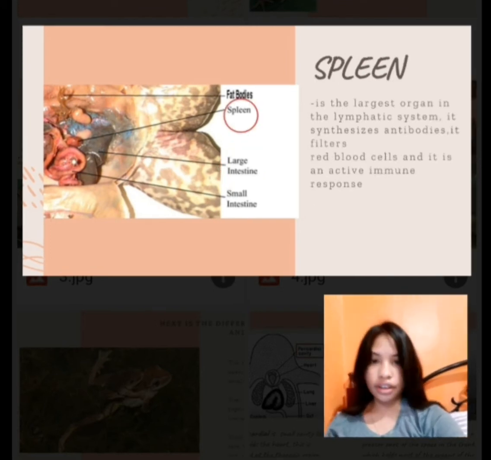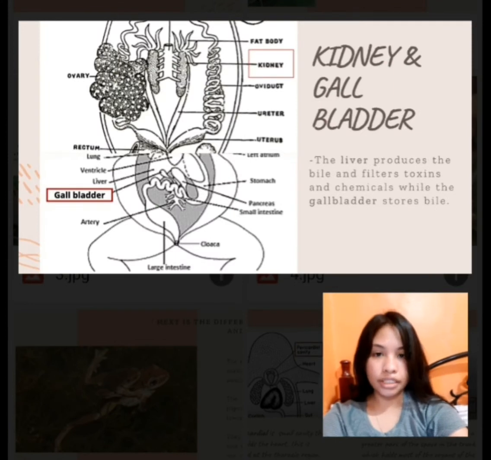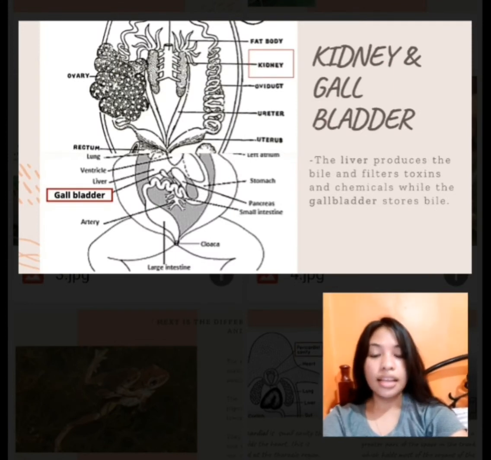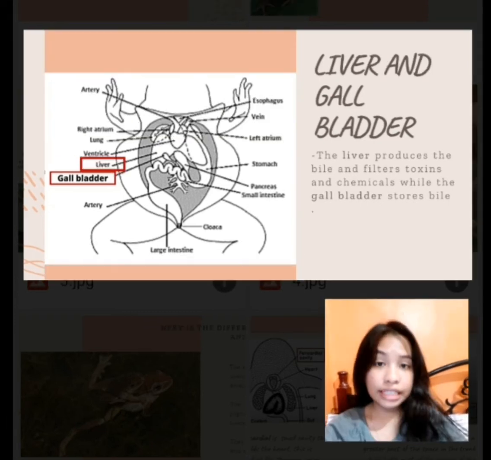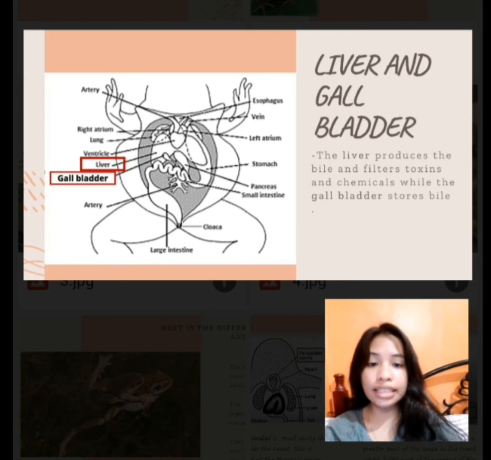Spleen. It is the largest organ in the lymphatic system. It synthesizes antibodies, it filters red blood cells, and it mounts an active immune response. Liver and gallbladder. The liver produces the bile and filters toxins and chemicals, while the gallbladder stores bile.